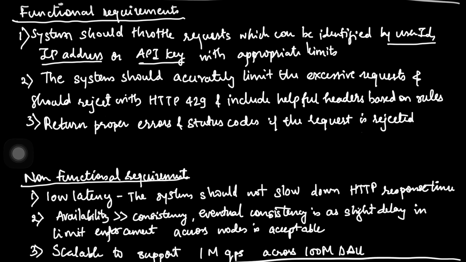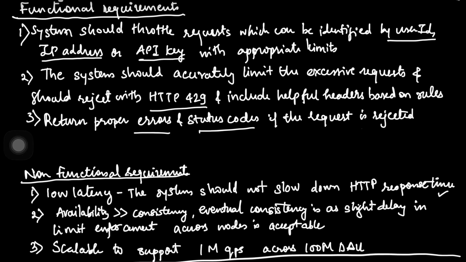Next, it's not just about blocking, it's about accuracy. When a user hits that limit, the system should accurately reject this excessive request with an HTTP 429, which you see over here. But we also need to be helpful. We also include headers based on our rules that can tell the client exactly what happened and when they can try again. So basically we return proper errors and status codes if the request is rejected.